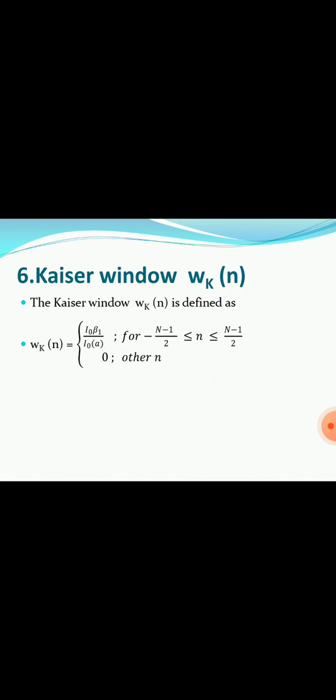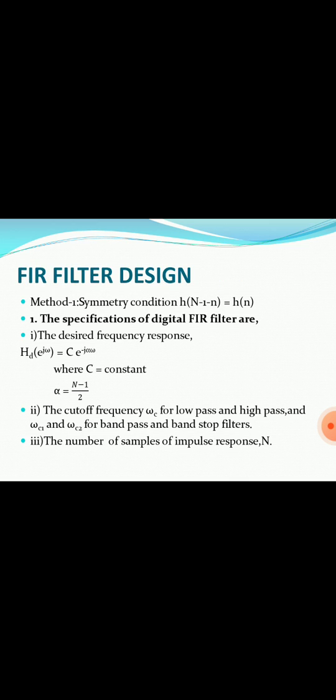Finally, Kaiser window. It will be represented by WK of n equal to I0 of beta divided by I0 of alpha, for the values of n varying from minus (N minus 1) by 2 to plus (N minus 1) by 2. For other values of n, the magnitude will be 0. Next we are going to see FIR filter design.